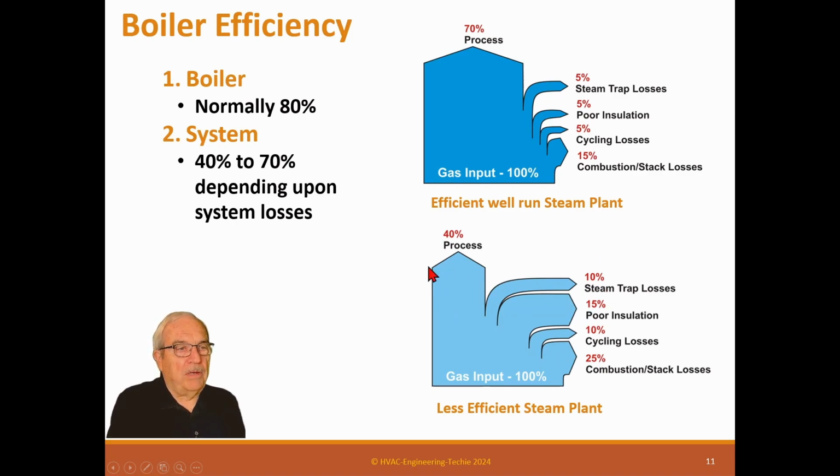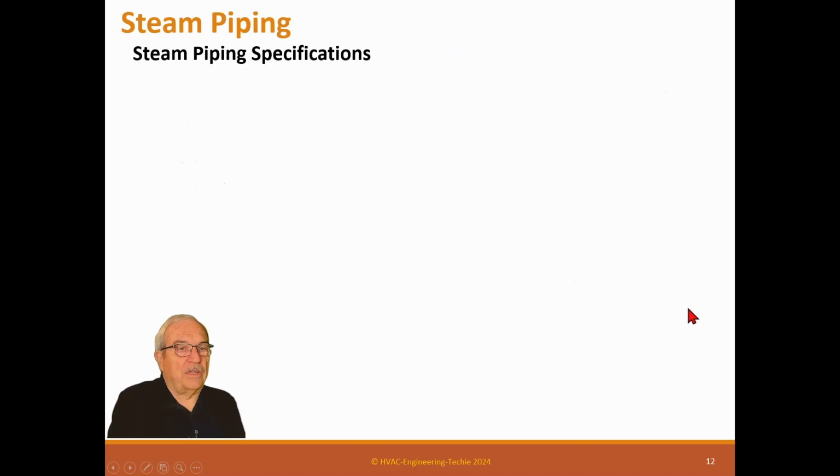Now, normally a worse run plant would be one that has 25% combustion stack losses, 10% cycling losses, 15% poor insulation, and 10% trap losses, which would be only 40% going out to the load. These are expensive losses, and these are all about maintenance. If you're not performing maintenance and operations, so this is really important in steam systems, especially big ones, to keep them operating efficiently. These are the ones that you should not have.